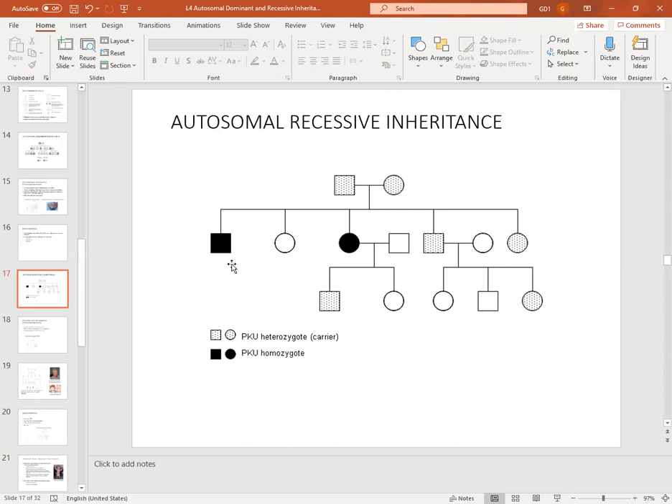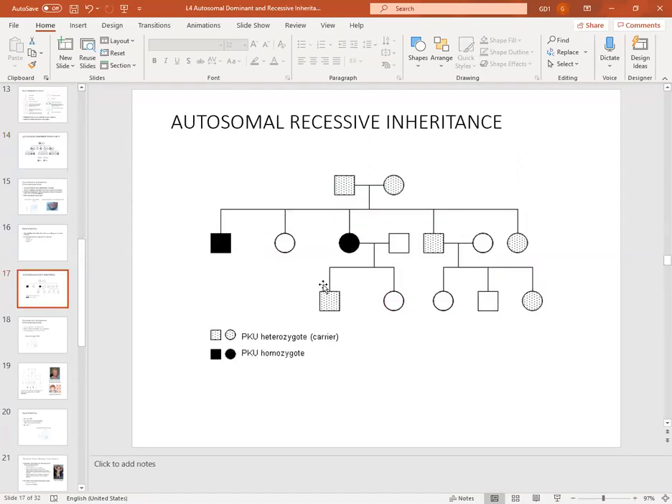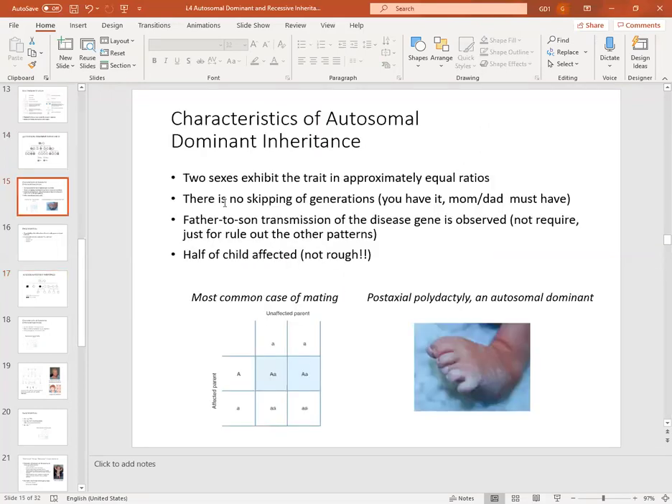But here you can see that we have two people in one generation who express it, and a lot of people who are not expressed. Here it is curious compared with dominant inheritance. In dominant inheritance, if I have the disease, my mom or dad should have the disease, right? But here, these people have the disease, but their parents have no disease. That means it is different from that case.